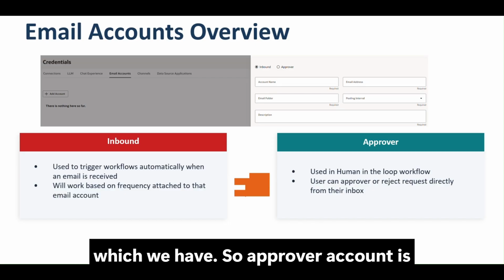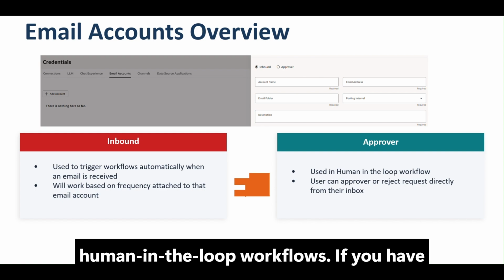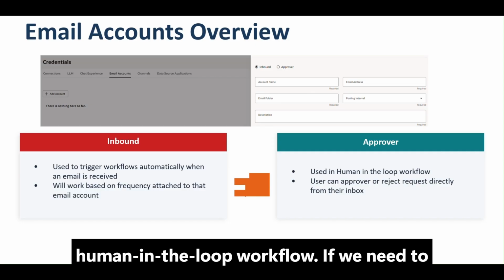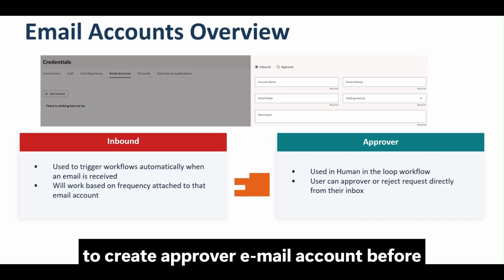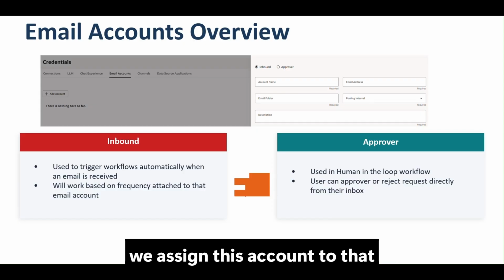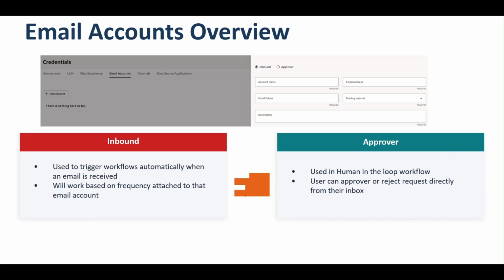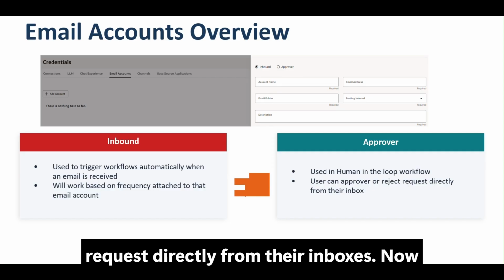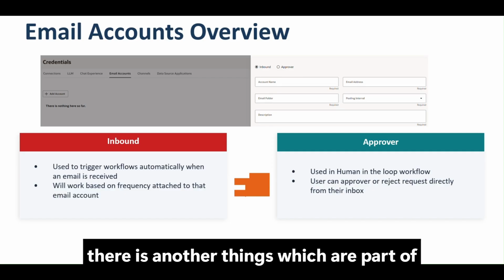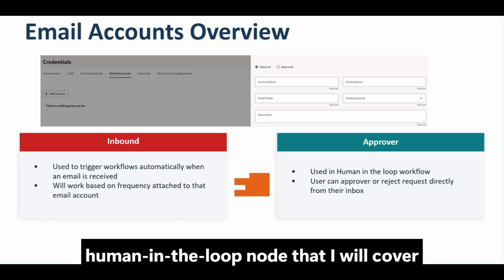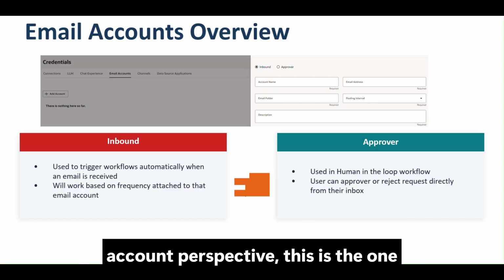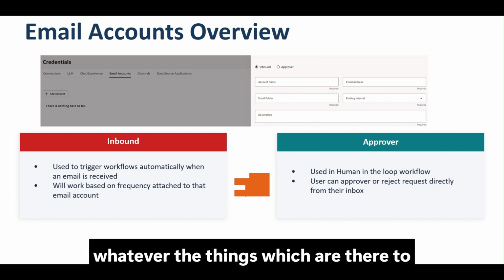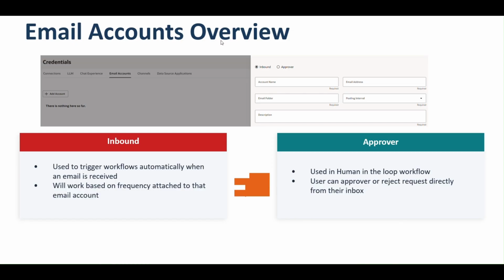The second part is the approver account. The approver account is what we use in human in the loop workflows. If you have created a workflow agent, there is a node available called human in the loop workflow. If we need to add any email as an approver, we need to create an approver email account before we assign this account to that human in the loop workflow node. Once we add this, the user can approve or reject a request directly from their inbox. There are other things which are part of the human in the loop node that I will cover in a separate video. But from an email account perspective, this is the one used as an approver, for any transaction that needs to be approved by an approver.